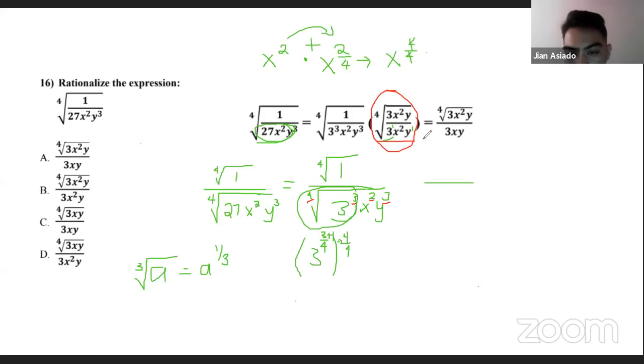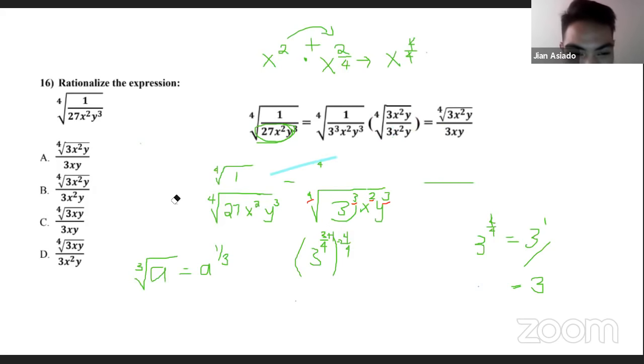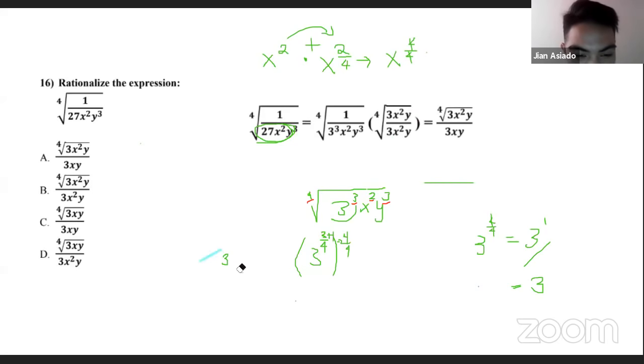So yep, that's it, no? And then kapag, for example, 3 raised to 4/4, this is just 3 raised to 1, di ba? Eh 3 raised to 1 is equal to 3 lang yon. Therefore, successfully, natanggal natin yung radical sign sa ilalim. Okay na ba? Did I explain it clearly? Okay, thank you, F-Chat, for that.